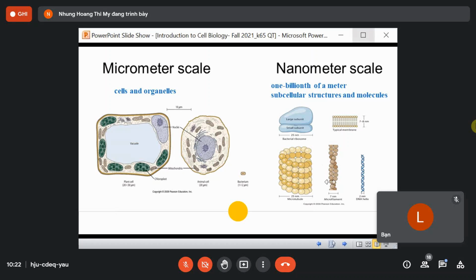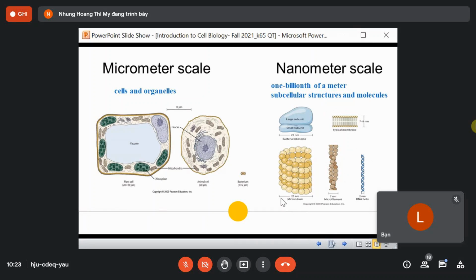The other structures, such as the ribosome, the DNA, or the cytoskeleton, such as the microtubule or the actin filaments, you cannot observe through the light microscope at the micrometer scale. You have to observe these structures through the TEM or SEM, that means the electron microscope, because the size of the structures is quite small, at the nanometer scale.